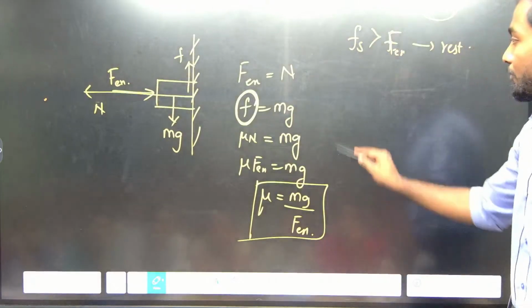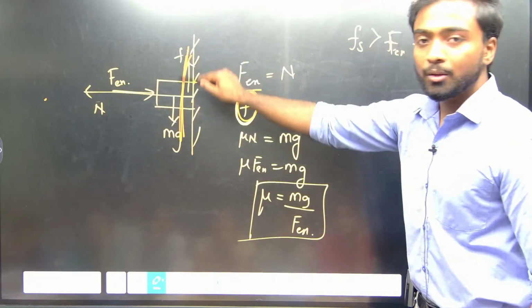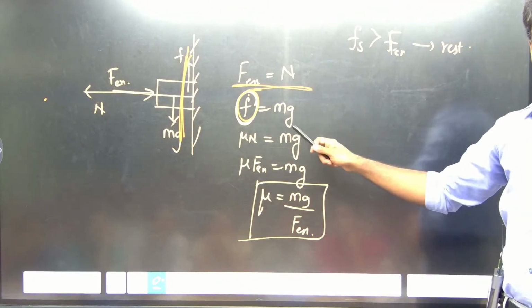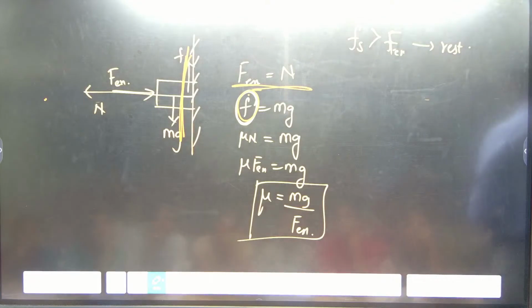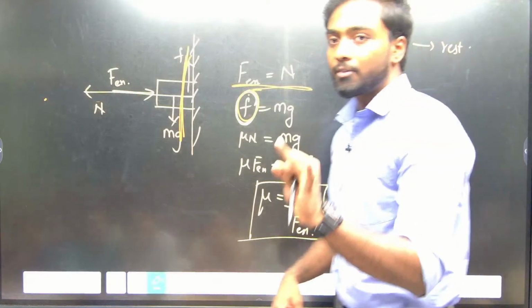So try to apply only the conditions. First we know the formula for the friction force, and whatever forces are acting in the vertical direction and horizontal direction, I should consider, equate them and apply the formula. That's it. So the first condition is horizontal, the second condition is vertical.